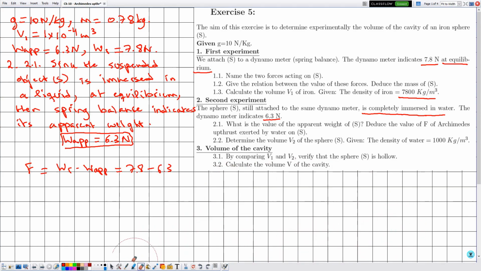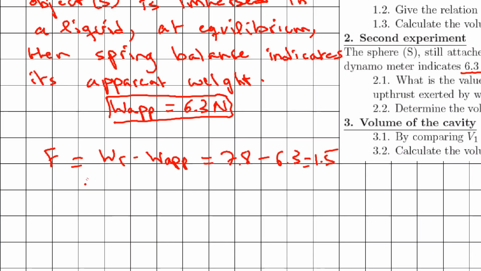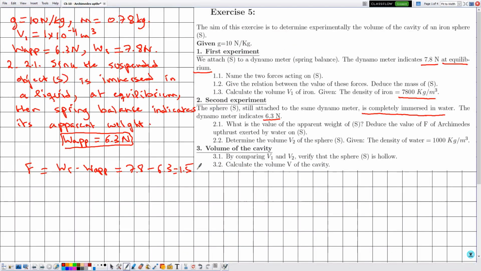Now plugging this on the calculator, it will give us 1.5. Since both the apparent weight and the real weight are expressed in newtons, the value of F will be expressed in newtons, which is the SI unit. Then the value of the Archimedes upthrust exerted by water on S is given by F equal to 1.5 newtons.